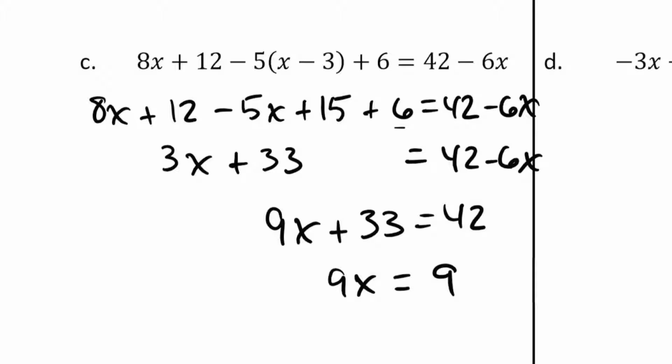Well, I'll tell you what I did. I subtracted 33 from both the left-hand side and the right-hand side. What am I doing to both sides? Well, I'll tell you what I did. I divided both the left-hand side and the right-hand side by the number 9, and I got that x is 1.